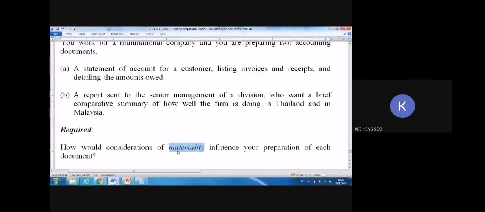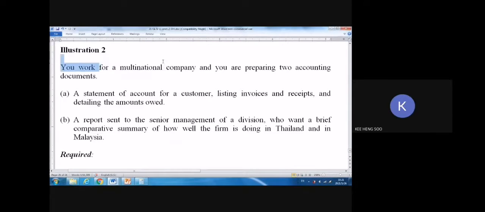Next, question 2. We are talking about the materiality concept. What is the materiality concept? The materiality concept tells you how significant a piece of information will influence decision making. When there's any omission, where you forgot to record, or any misstatement, where you record wrongly, does it influence your decision making or not?